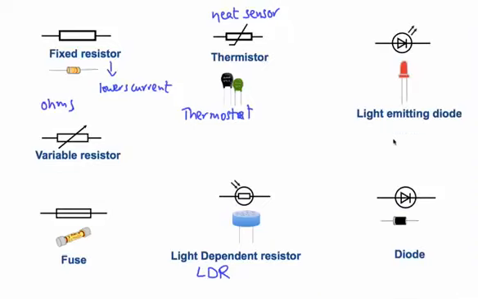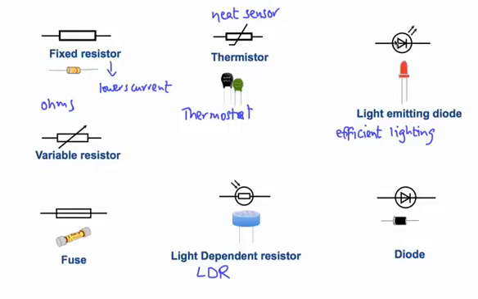The last couple are a light emitting diode and a diode. So a light emitting diode looks a little something like this. You might have seen it in games or various electrical devices, but it can also be used to make efficient lighting. Put a bunch of light emitting diodes together, and you can make lighting that uses only a little bit of electricity and creates a lot of light.